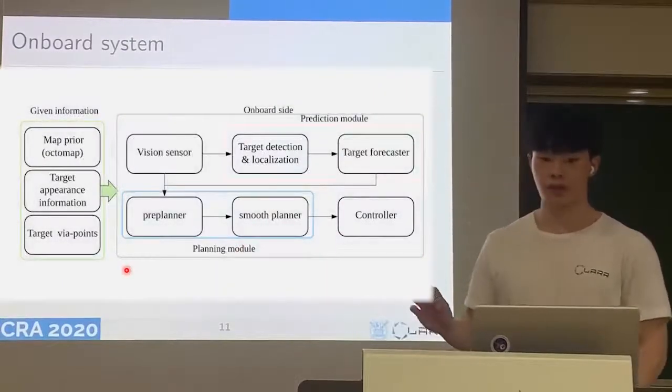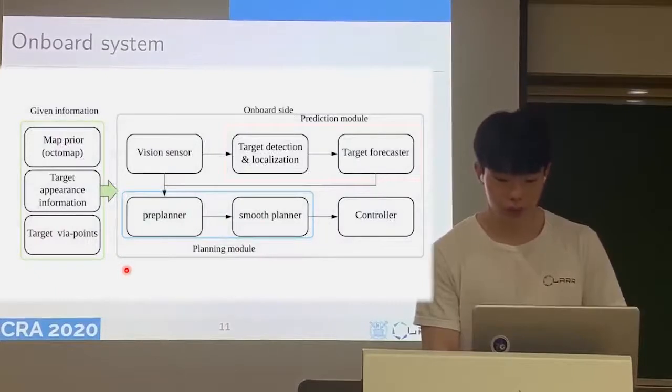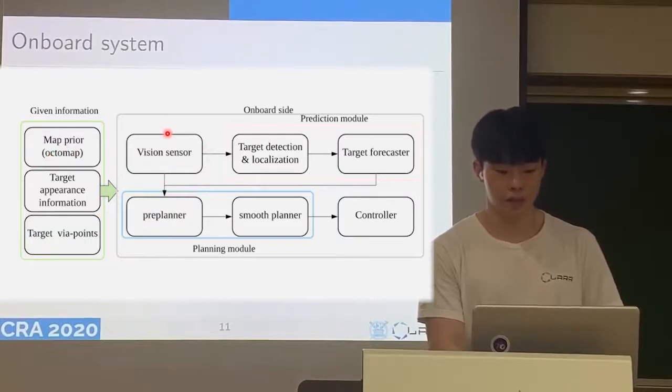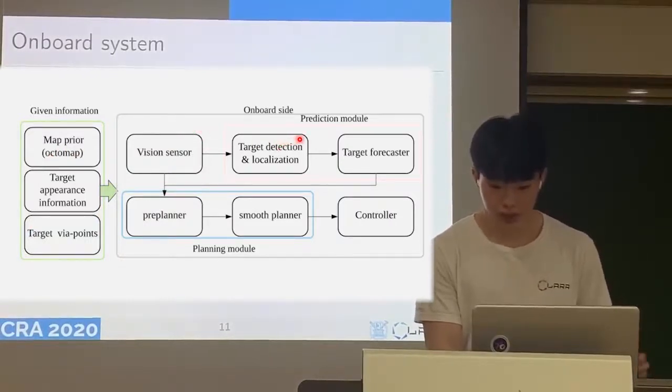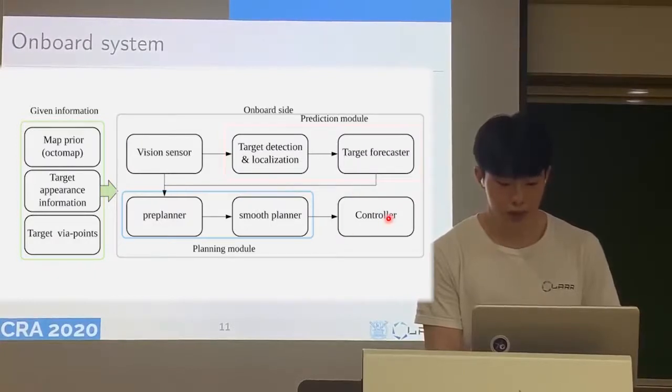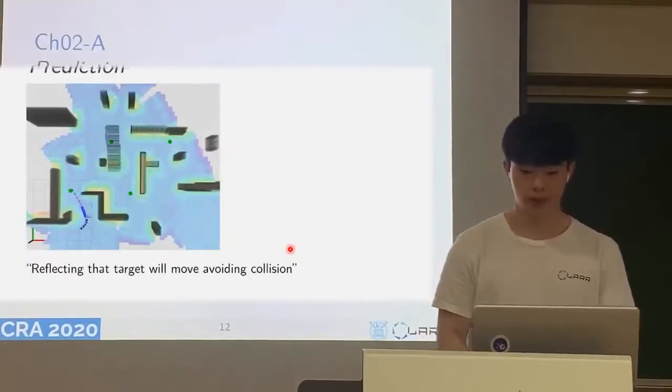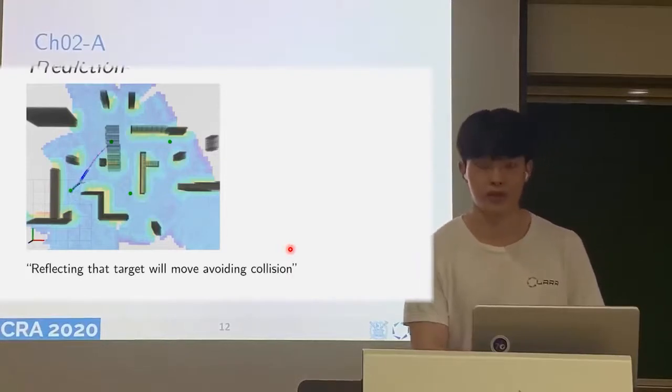Putting things all together, we compose the following onboard system for an autonomous drone cinematographer. Based on the prior information, we first localize a target with a dedicated vision sensor, and we predict over a short horizon. This forecast is fed into our planning module, and finally the controller operates to track the planning output. Now we step into the prediction module.